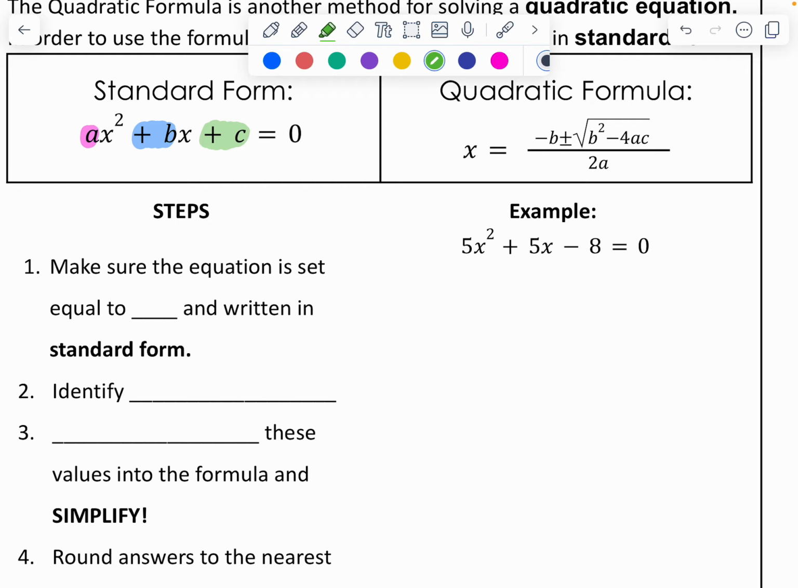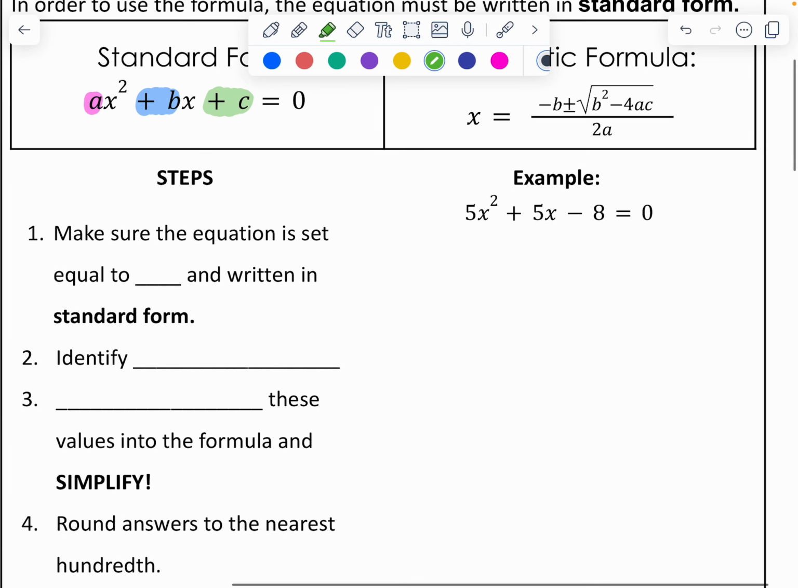And the nice thing about the quadratic formula is it works every time. So even if you have an equation that you can solve by factoring, you can still solve it with the quadratic formula. If you can solve by using square roots, you can still solve that by using the quadratic formula. There will be equations that you cannot solve by factoring or using the square root method, and in those equations you will have to use the quadratic formula.